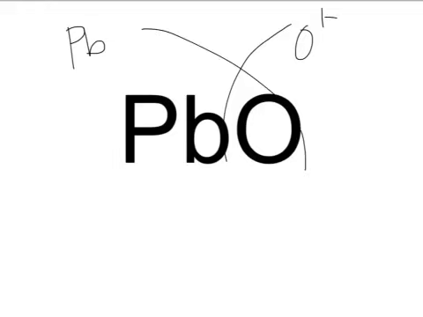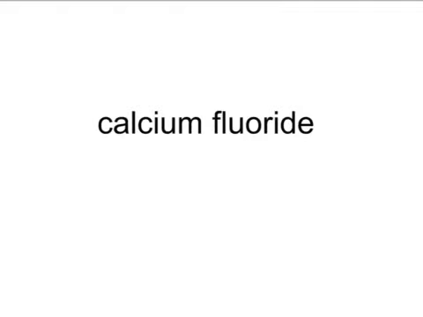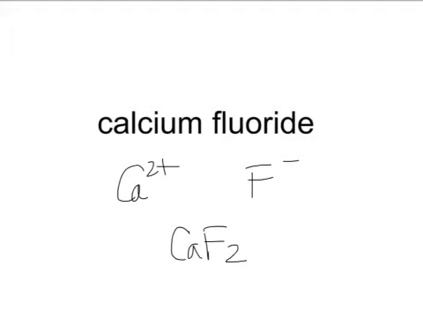Okay, we have PbO, so lead goes over here, oxygen goes here, 1 minus, 1 plus, except for we know oxygen is 2 minus, so lead has to be 2 plus in this instance. This is lead 2 oxide. Calcium is 2 plus, fluorine is 1 minus, CaF2.